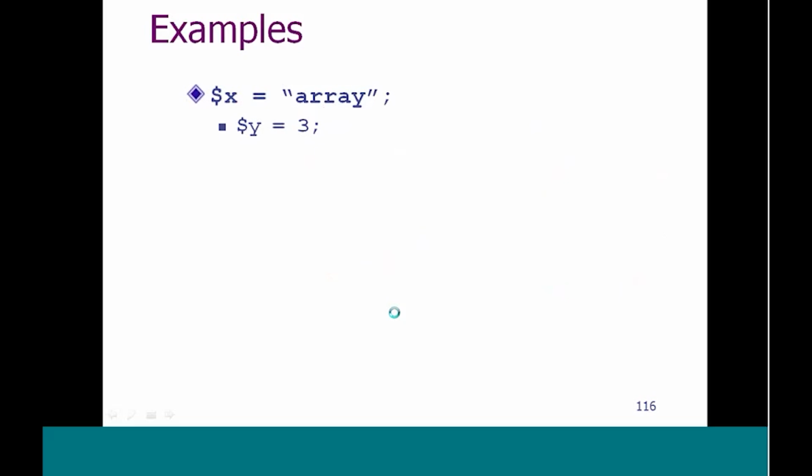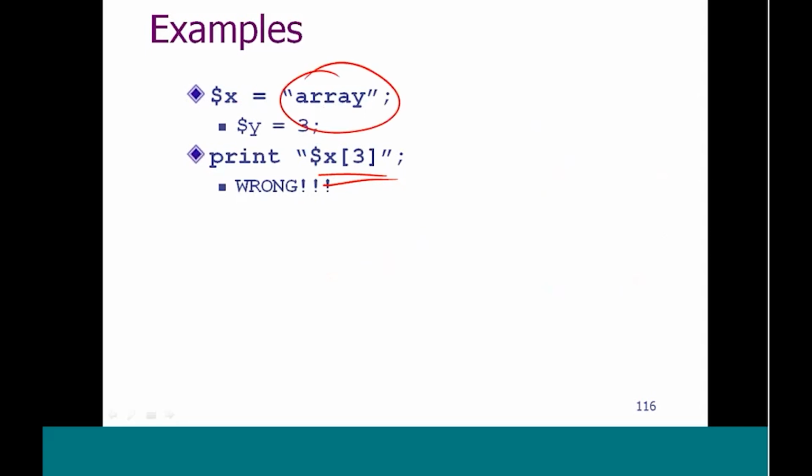Here x is an array and y is $3. So if you do $x and in square brackets $3, this is actually wrong because it's the single element array. You know that a string is an array of characters, but when you specify it like this, it's a single element one. In this one, the variable is treated as a scalar variable, so there is no array context to it, so it becomes wrong.